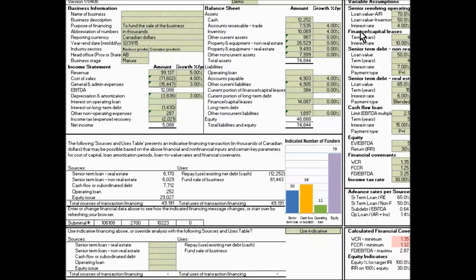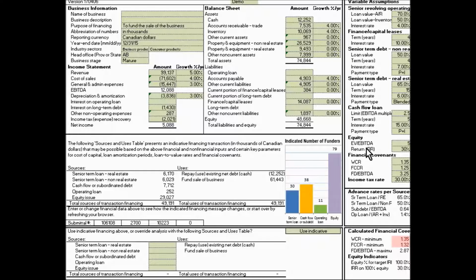Revolving credit lines, capital leases, term debt on equipment or non-real estate, senior term debt on real estate, cash flow lending, equity. For each of these, there will be a combination of limiters and cost of capital. For debt facilities, the limiters are typically a percentage of the collateral, whereas for cash flow or subordinated debt facilities, they are limited to some sort of cash flow-based multiple.